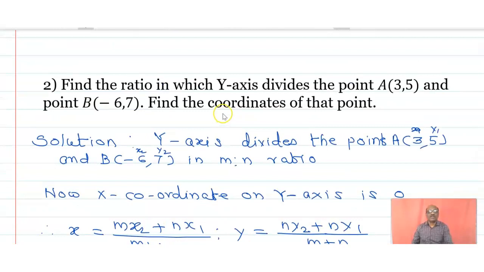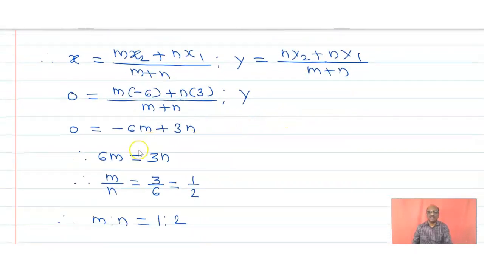त्याने काय विचारलं आपल्याला? Find the coordinate of that point. आपल्याला x माहिती आहे तो 0 आहे. आता आपल्याला इथे रेशो पण मिळालेला आहे. Now we'll find out here the y. Okay, my2 plus ny1 upon m plus n. Now what is the m? M is 1.